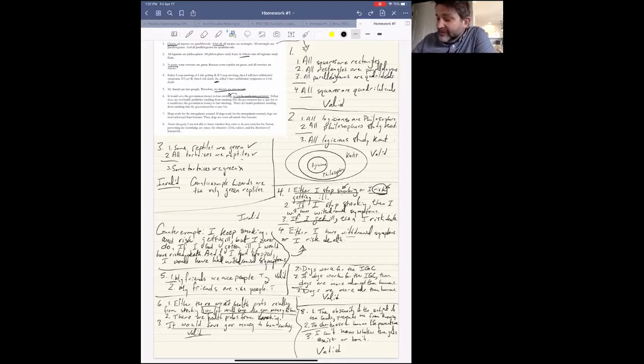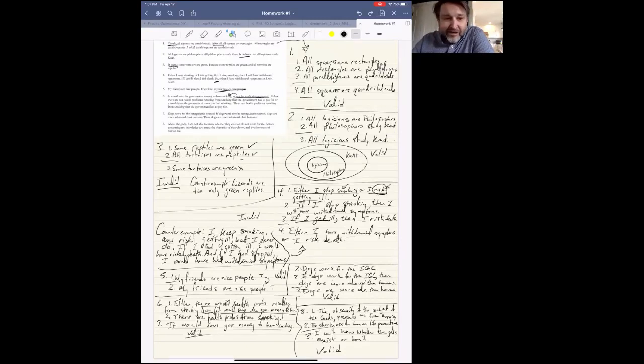So we can see the format of the argument is: all squares are rectangles, all rectangles are parallelograms, and all parallelograms are quadrilaterals. And it follows from that that all squares are quadrilaterals. If you had something that was a square, premise 1 would tell us that thing would be a rectangle, and then premise 2 would tell us that thing would be a parallelogram, and then premise 3 would tell us that thing would be a quadrilateral. So any square is going to be a quadrilateral if these premises are true. And so this argument is valid.